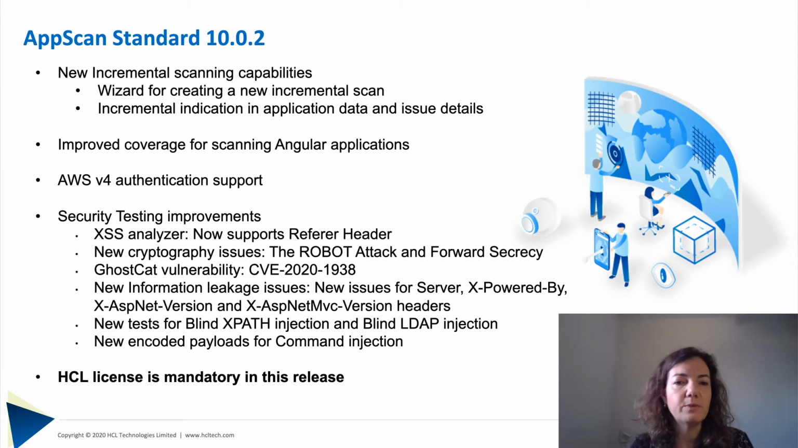If you remember, we introduced incremental scanning in version 10. Back then in AppScan Standard, we provided the ability to create incremental scan as part of a full automatic scan. In this release, we increased the capabilities and added the ability to create incremental scan also based on manual explore. And we also introduced a new wizard for that. And I will demo it shortly.